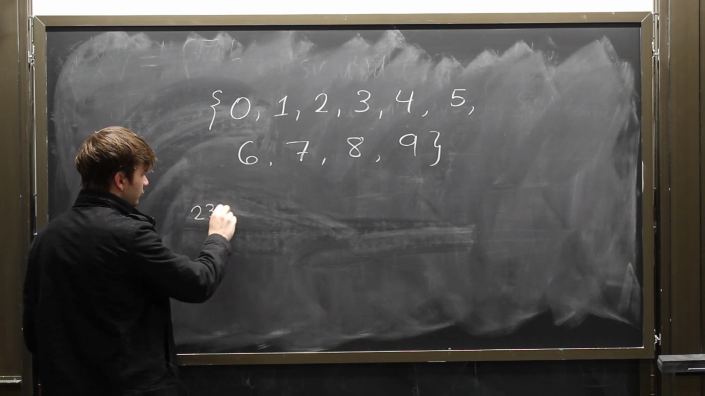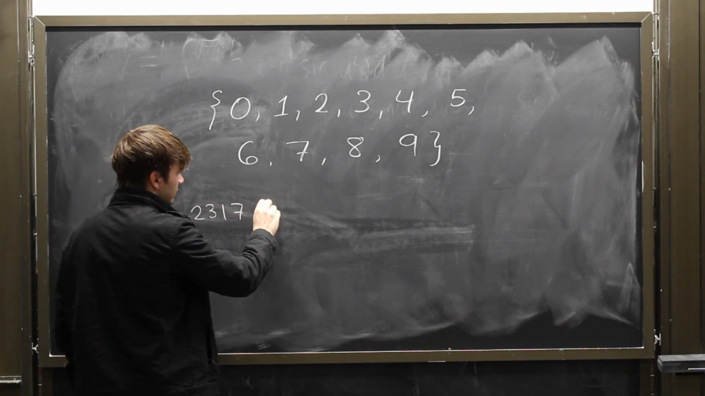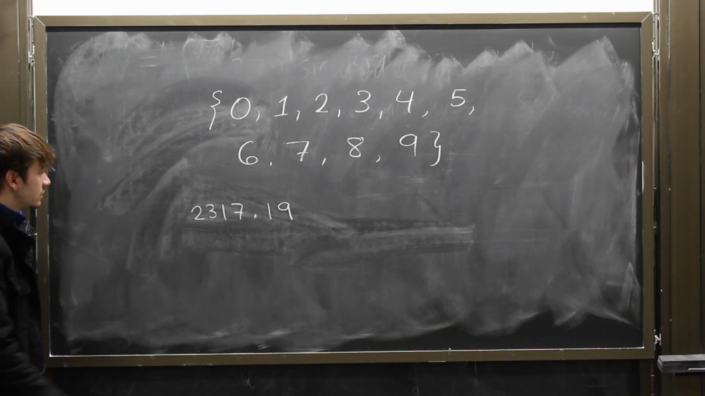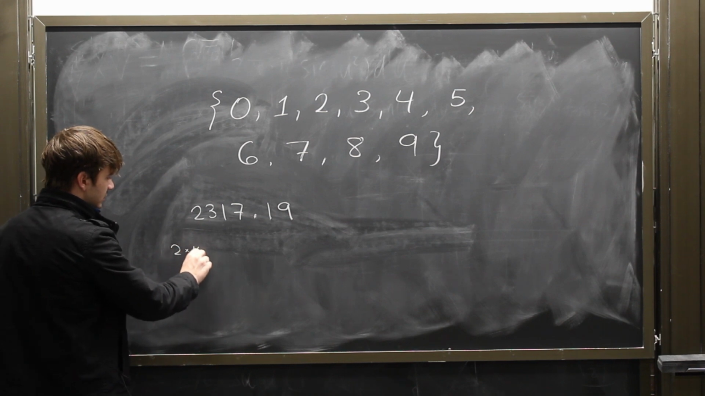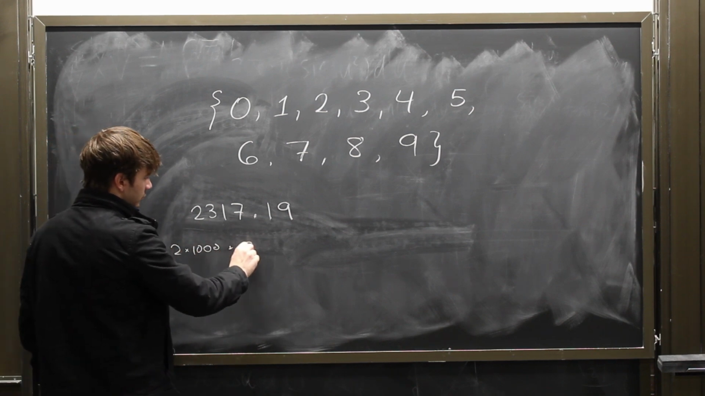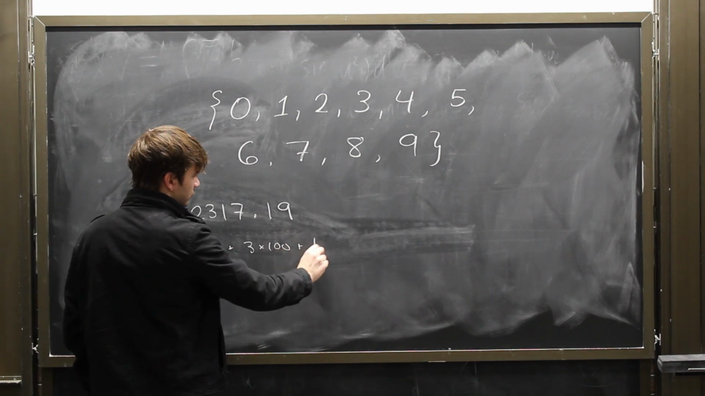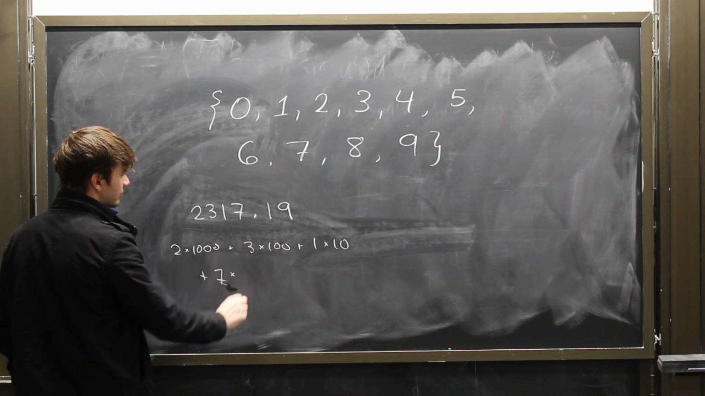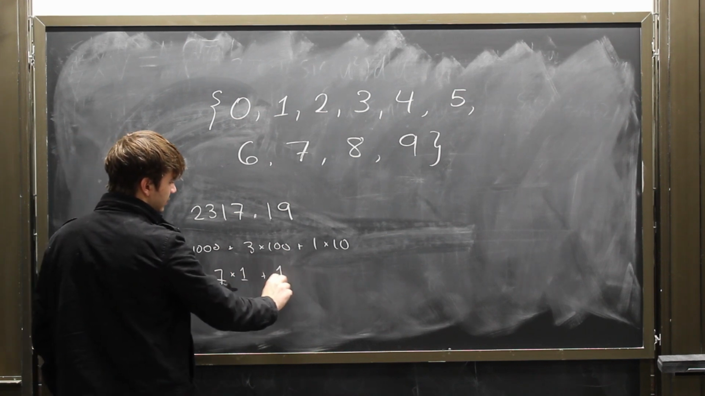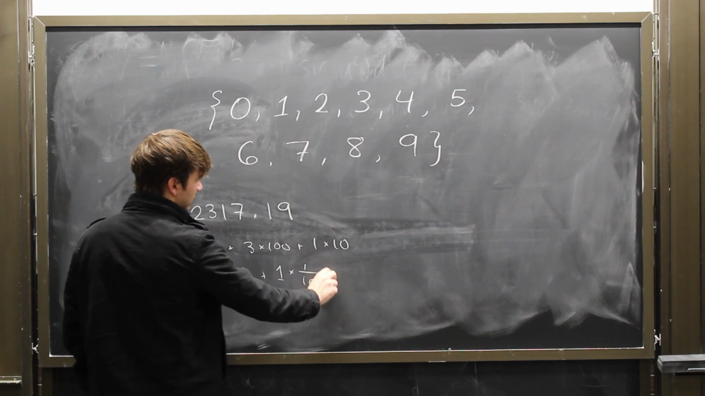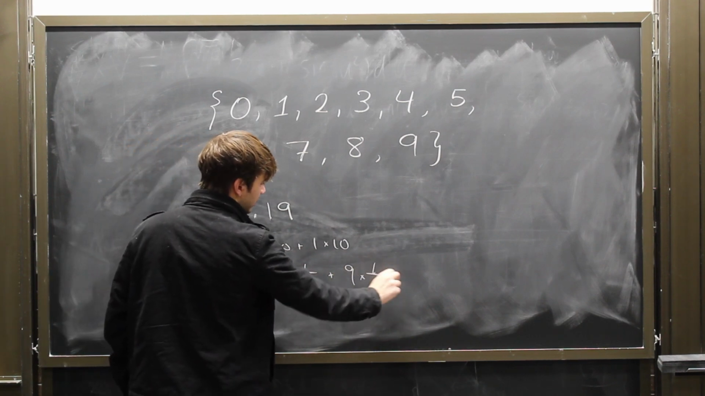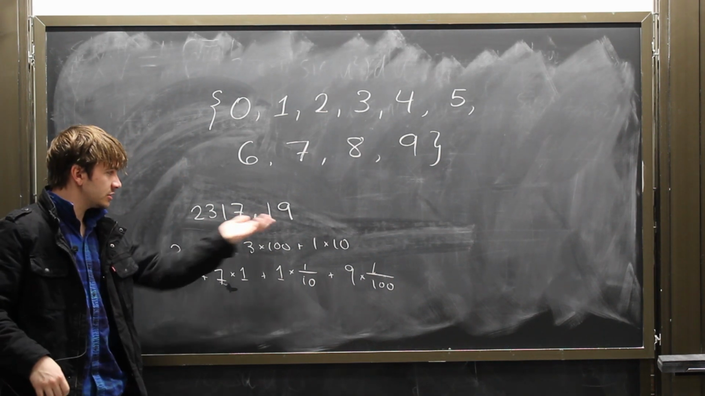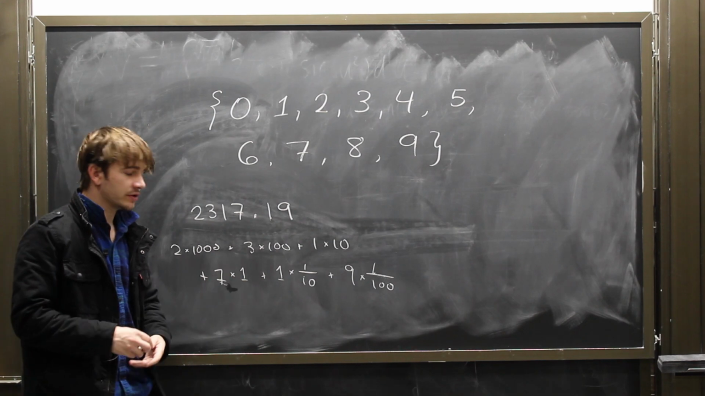Let's look at the number 2317.19. So this number can be written as 2 times 1000 plus 3 times 100 plus 1 times 10 plus 7 times 1 plus 1 times 1/10 plus 9 times 1 over 100. Okay? And so in general, any decimal expansion of a number can be unpacked in the following way.